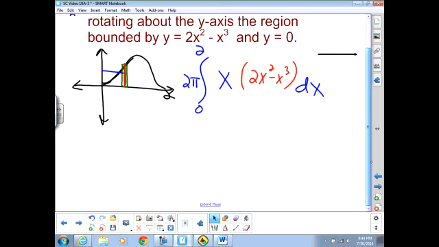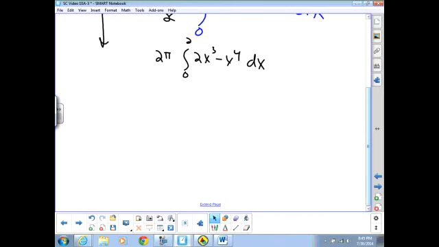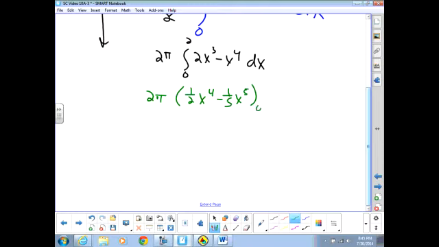And now we can just evaluate this. We'll have 2 pi, 0 to 2, 2x cubed minus x to the 4th dx. So we'll have 2 pi. Our antiderivative will have x to the 4th, so we'll multiply by 1/4 out front to get 1/2. And we'll have minus 1/5 x to the 5th, evaluated from 0 to 2. We'll have 2 pi, 1/2 times 2 to the 4th, minus 1/5 times 2 to the 5th, minus the whole quantity. When we put in the zeros, that wipes everything out.